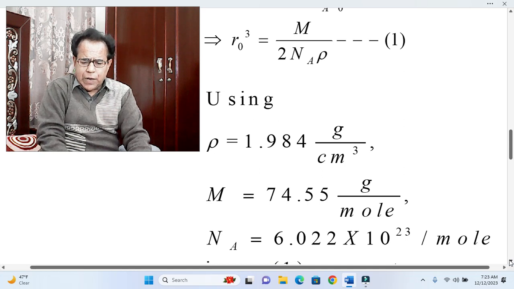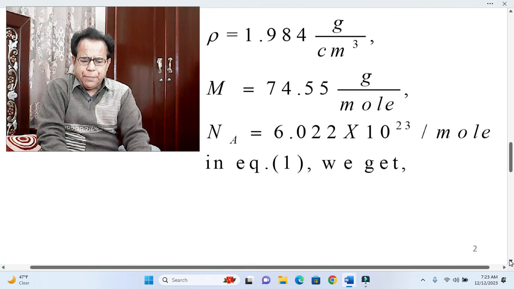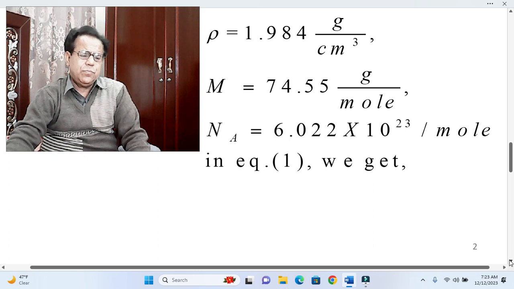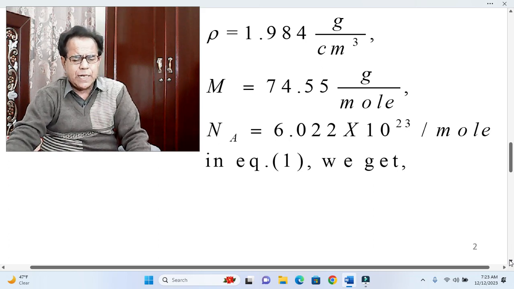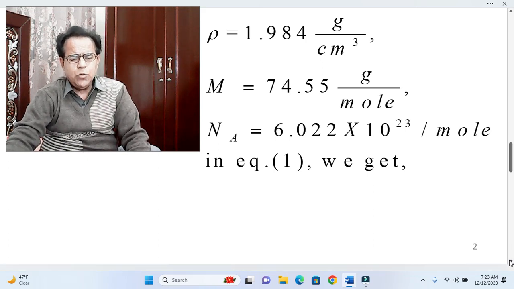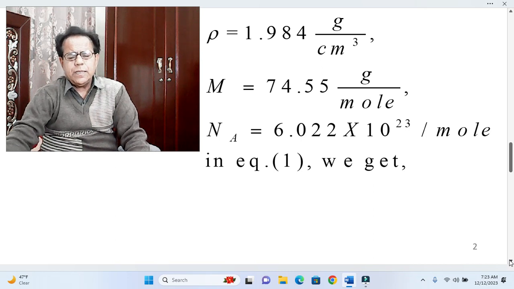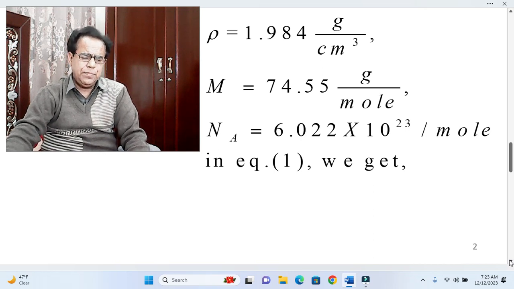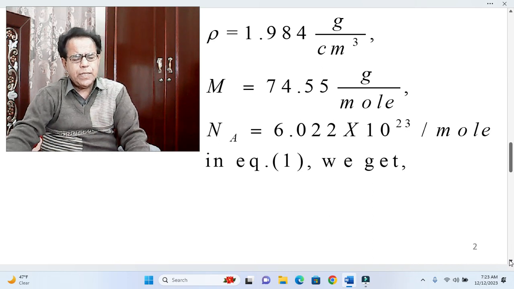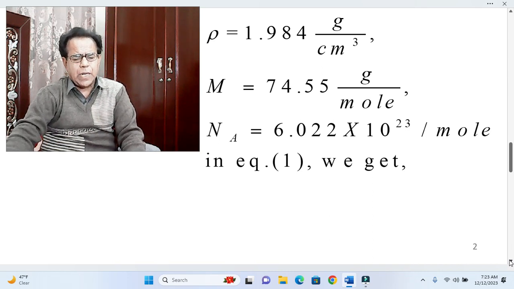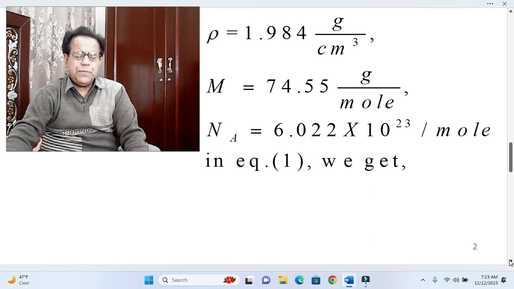However, the value of Avogadro's number N_A is a very famous and very basic value. Avogadro's number is, I think, never provided in the statement. We have to take it from tables, or we have to remember it.